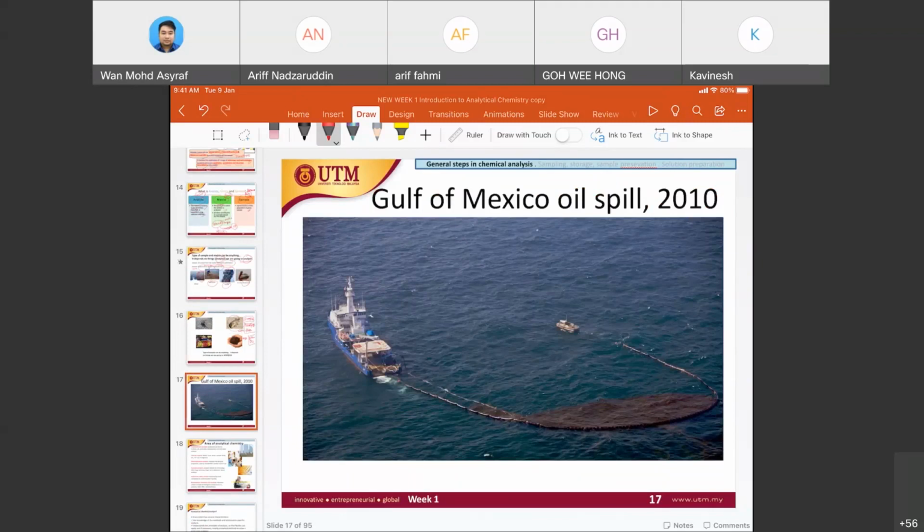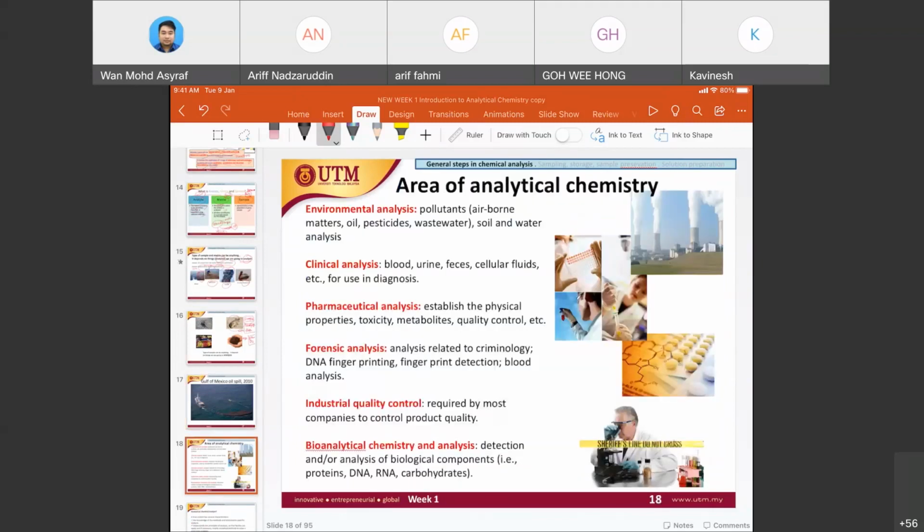Alright. So area of analytic chemistry. Banyak sangat area of analytic chemistry yang kita boleh guna analytic chemistry. Okay. So the first thing is environmental analysis, clinical analysis, pharmaceutical analysis, forensic, industrial control, and then bioanalytic chemistry and analysis. So all of these bidang-bidang ini memang menggunakan analytical chemistry untuk analyze sampel-sampel dia.